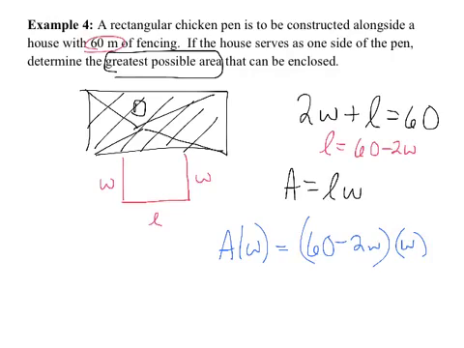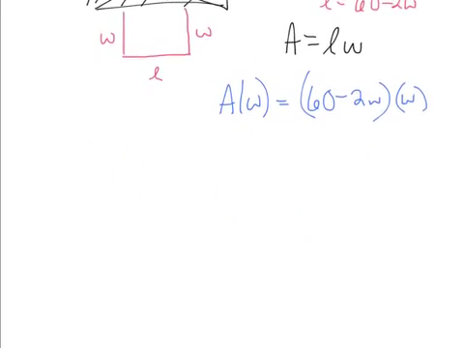So right now I've got, again, 60 minus 2w and a w. It's my area function. I want to find the maximum of this. So I should probably just put it in standard form and then find negative b over 2a and go through the process. Okay, at this point though, if it's a word problem like this, I will allow you to graph it.